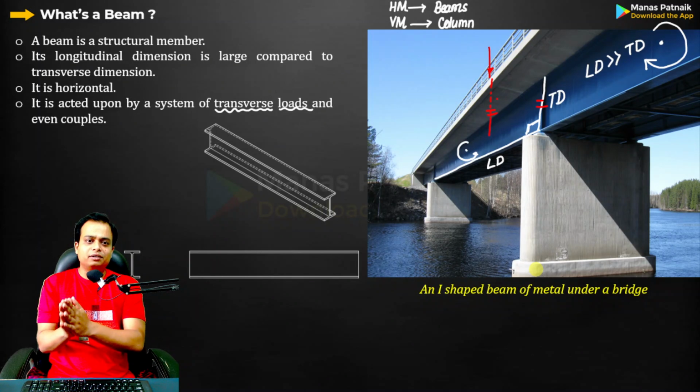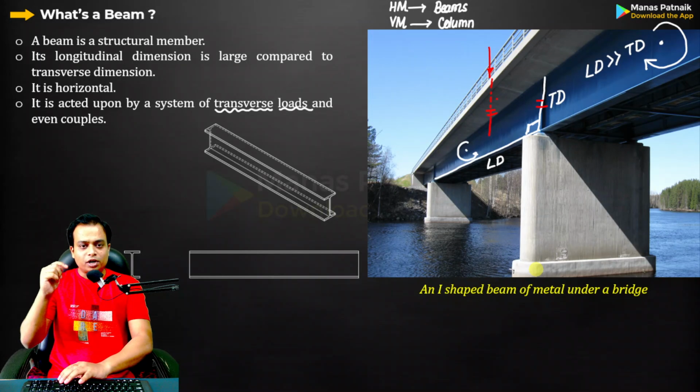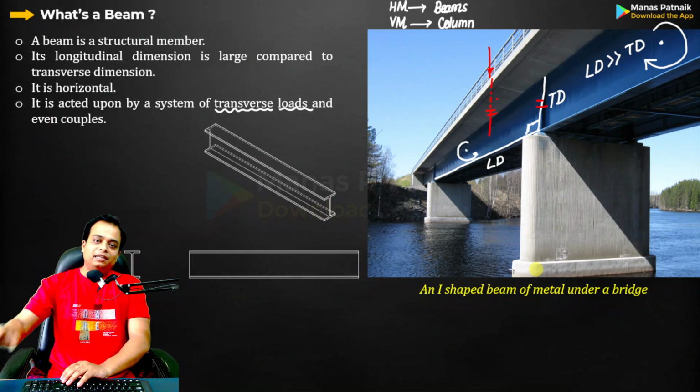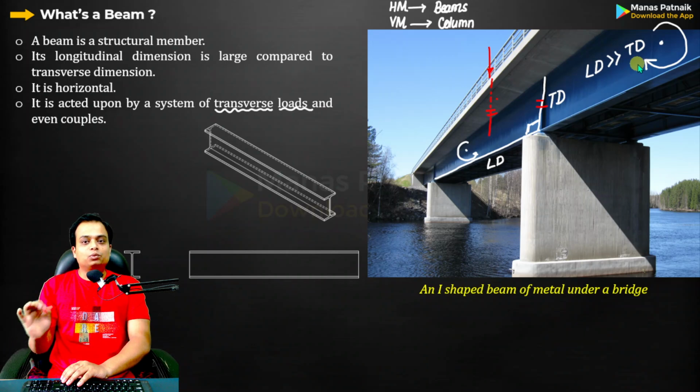So this was just a basic example to get us going as to what exactly a beam is. Always remember, it's a horizontal member and the longitudinal dimension is far greater than the transverse dimension. Where do the loadings happen? Along the transverse axis, you can say, right? So that's a beam.